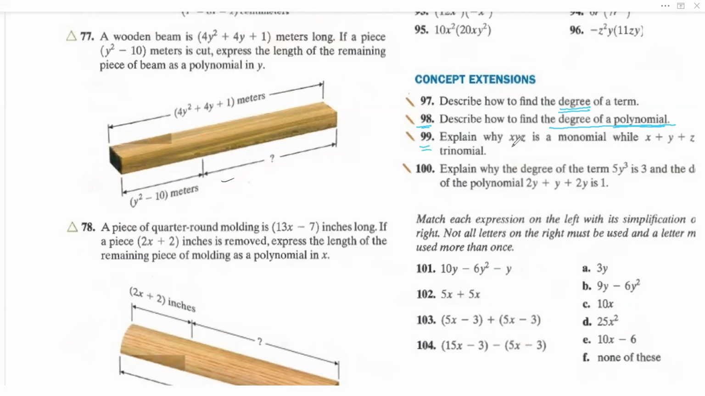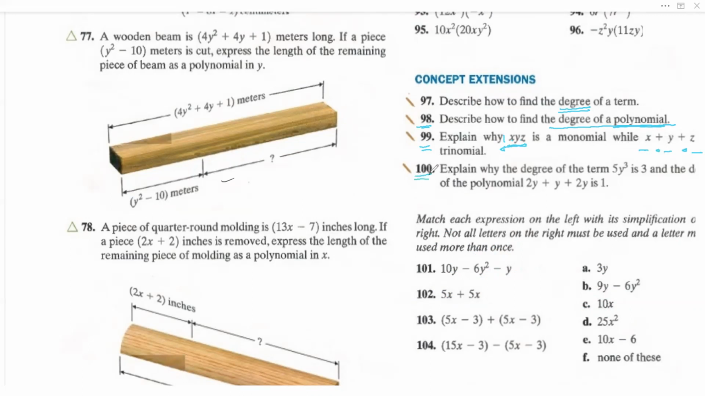99, explain why xyz is a monomial while this is a trinomial. So this one is xyz. This is one term because they are multiplied together, right? It has one coefficient and 3 variables. And these 3 are based on addition, connecting together. So we can split this into each of their terms, right?